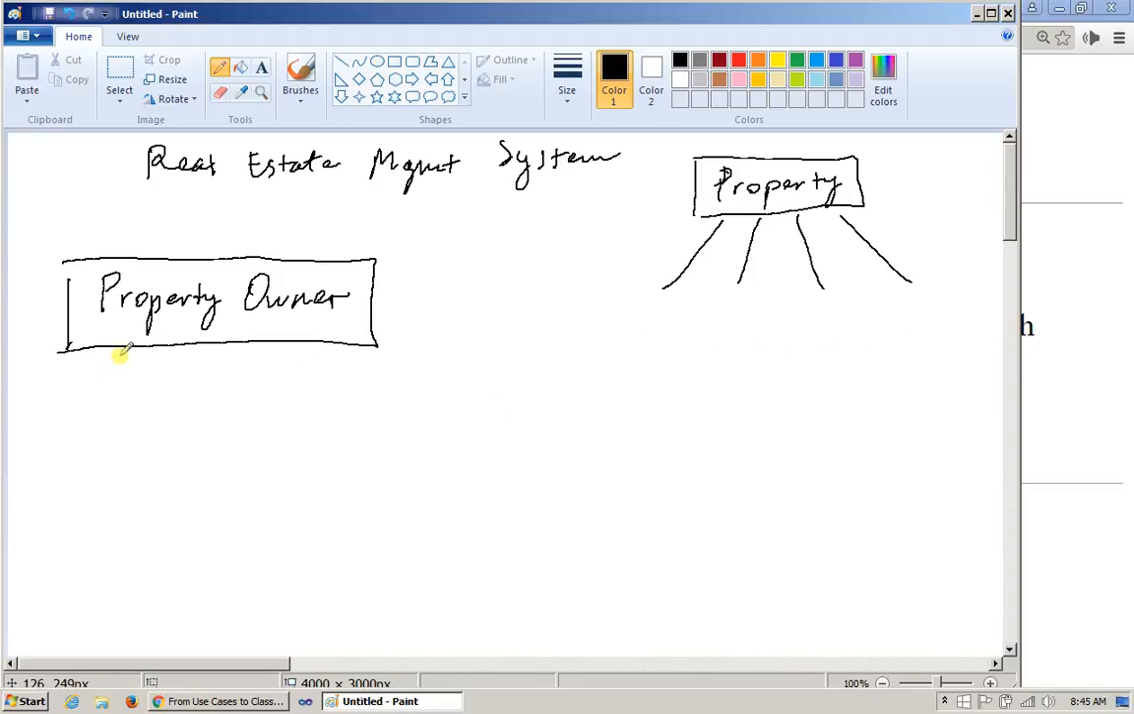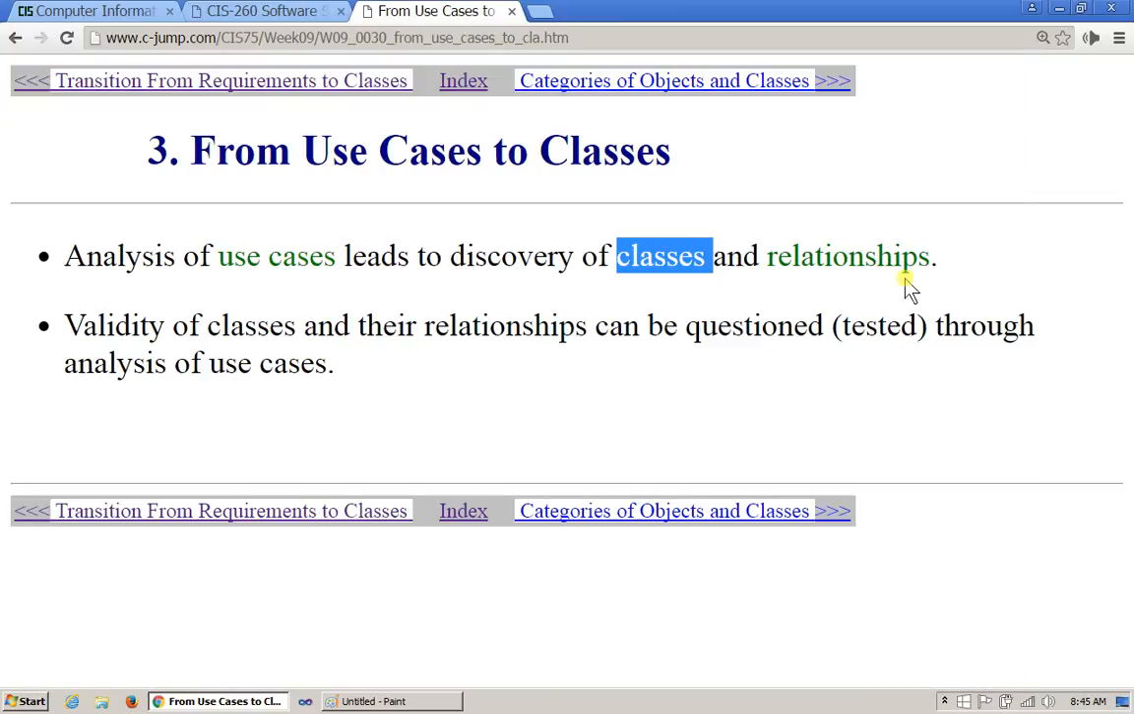And of course, we can have different types of property owners, right? There could be organizations, government, private, or just individuals owning the property. So there could be some implications related to the hierarchy of these specific types. Perhaps this real estate management system could help me demonstrate some of the aspects that we're going to discuss today.